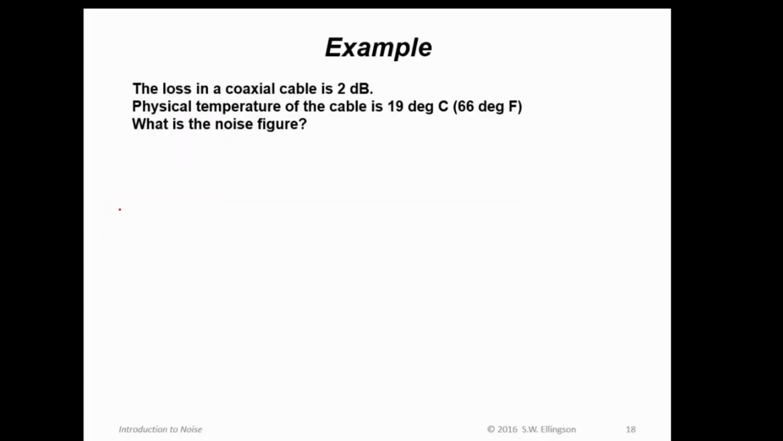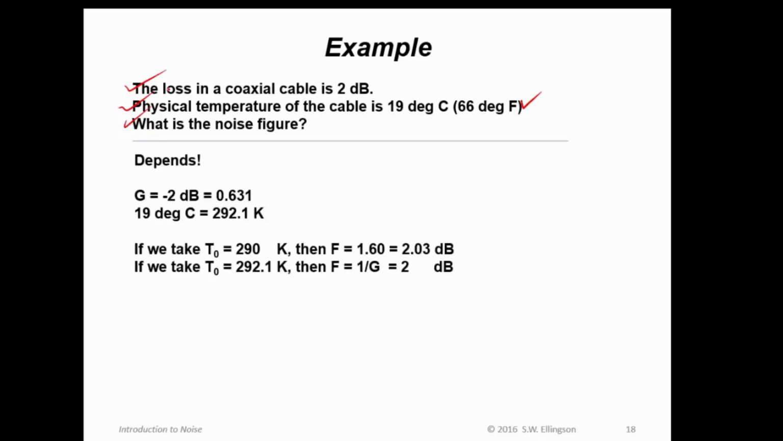Let me show you an example to show you in numbers what the issue is. Let's say we have some coaxial cable. And let's say the loss on that cable is 2 dB. In other words, if I apply signal and everything's matched, the power at the output is 2 dB below the power at the input. And let's say the physical temperature of that cable is 19 degrees Celsius, which by the way is 66 degrees Fahrenheit. Then you can ask, what's the noise figure? In fact, this is a good time to stop the lecture and see if you can work that out.